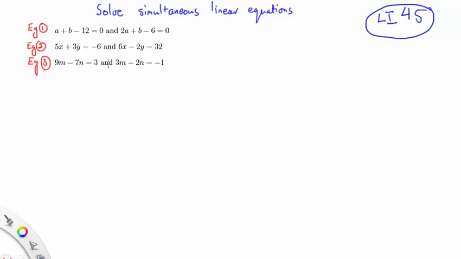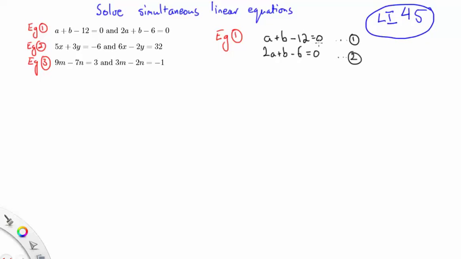So I'm going to do each one by hand, and then we're going to look at a CAS method to solve each one. So let's start with example 1, and I'm going to do the height of perfect setting out. I'm going to do this exactly how you should set this out. First things first, you write your 2 equations like this, and then you have to label each equation. This is equation 1, this is equation 2. So we've got equation 1 and equation 2.